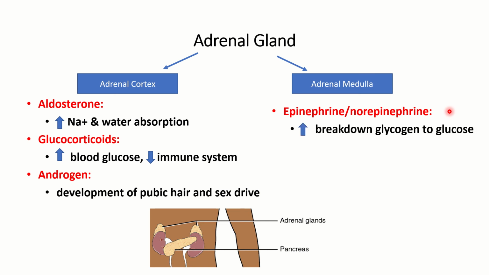Epinephrine and norepinephrine increase breakdown of glycogen to glucose. Glucose will produce more ATP, and that's important for contraction of muscles. Also, glucose can go to the brain, and the glycogen in the liver breaks down to glucose, and that glucose goes to the brain. So the brain uses that as a source of energy.